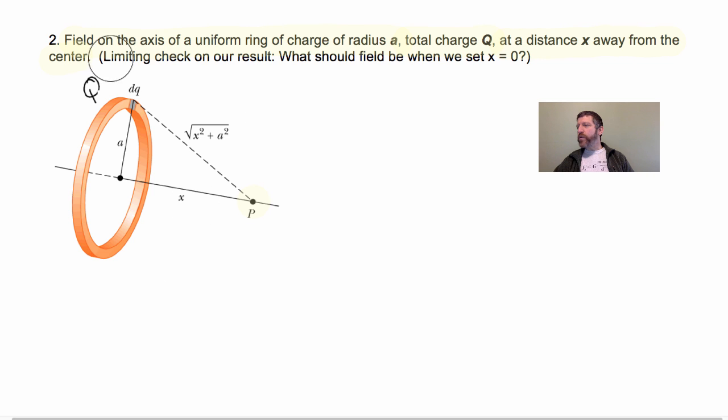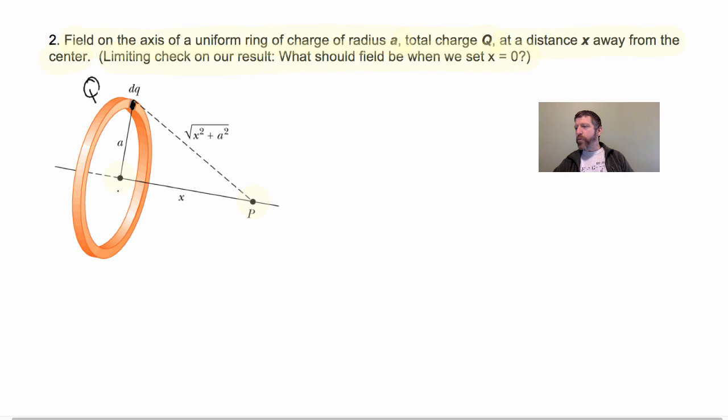So we can check our result by using one of these limits here. If x equals 0, what should the field be? In other words, if we're actually trying to find the field there, when we plug in x equals 0, what should we find? If we take a look at this, we can figure this one out conceptually.